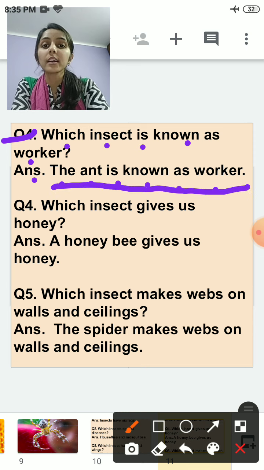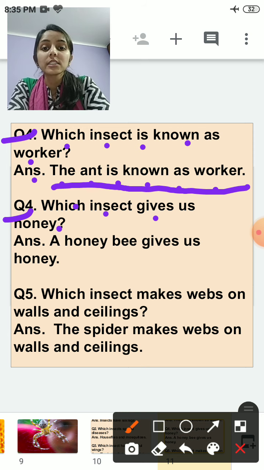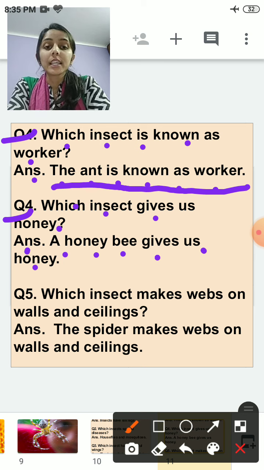Now fourth question. Which insect gives us honey? Answer is, a honeybee gives us honey.